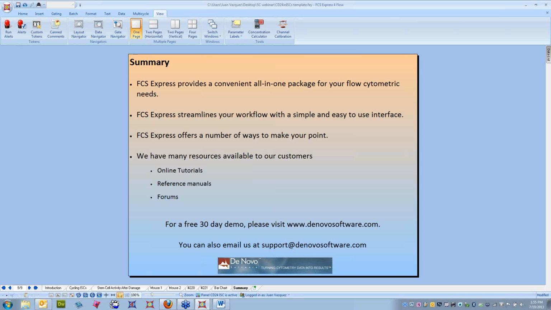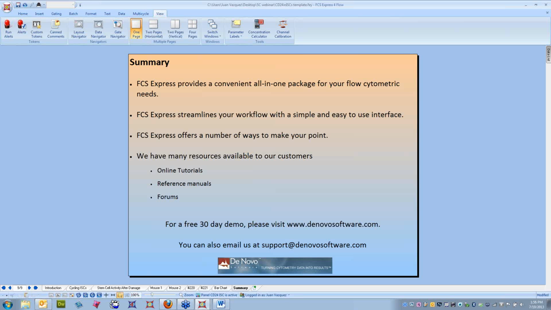But here I want to summarize basically what we've seen overall and how FCS Express can be useful in the type of analyses that we've done. So overall, FCS Express provides a convenient all-in-one package for your flow cytometric needs. All the presentation that you've seen so far has been done exclusively in FCS Express.